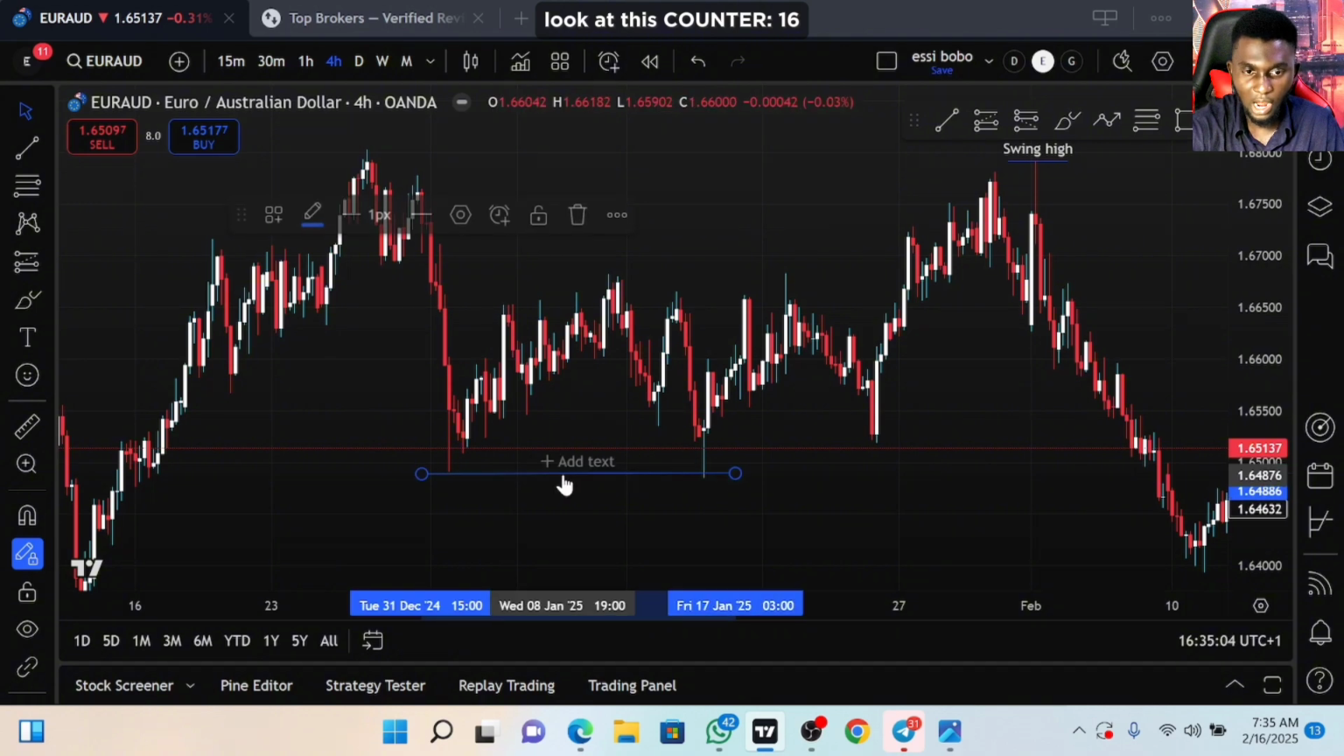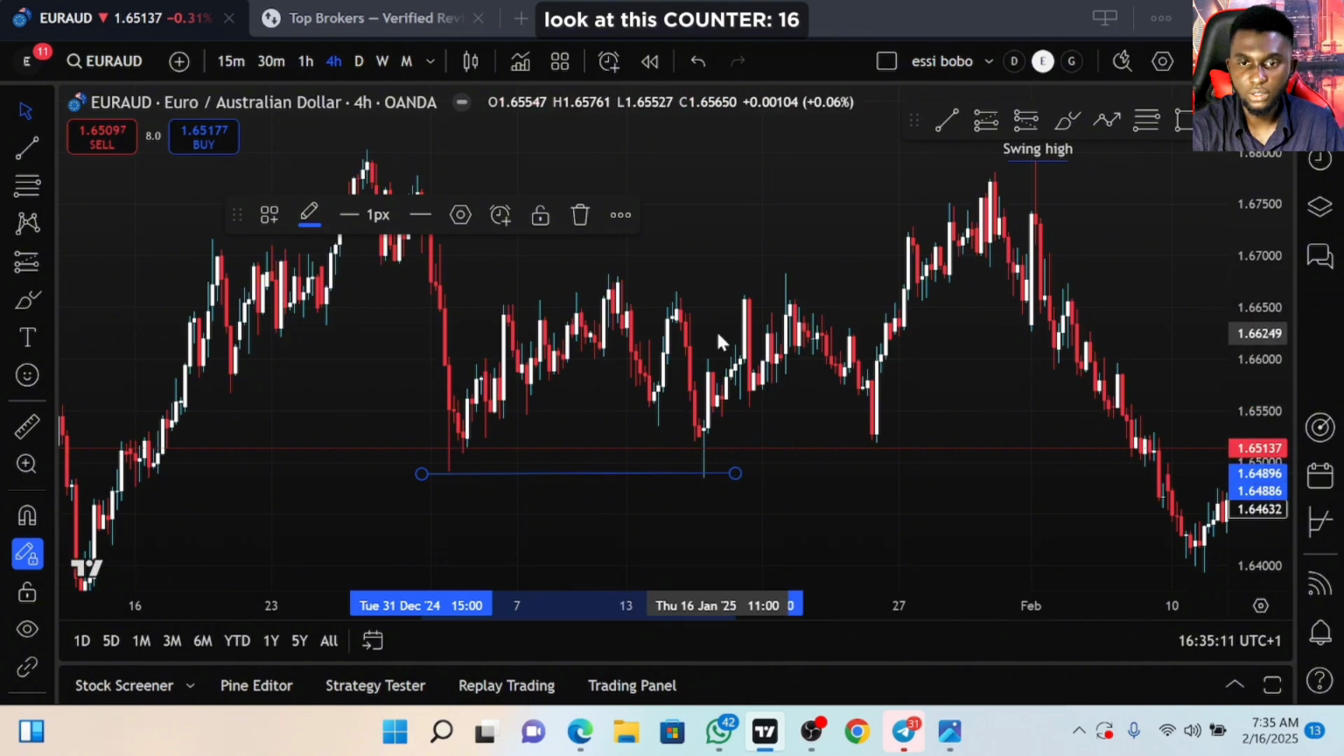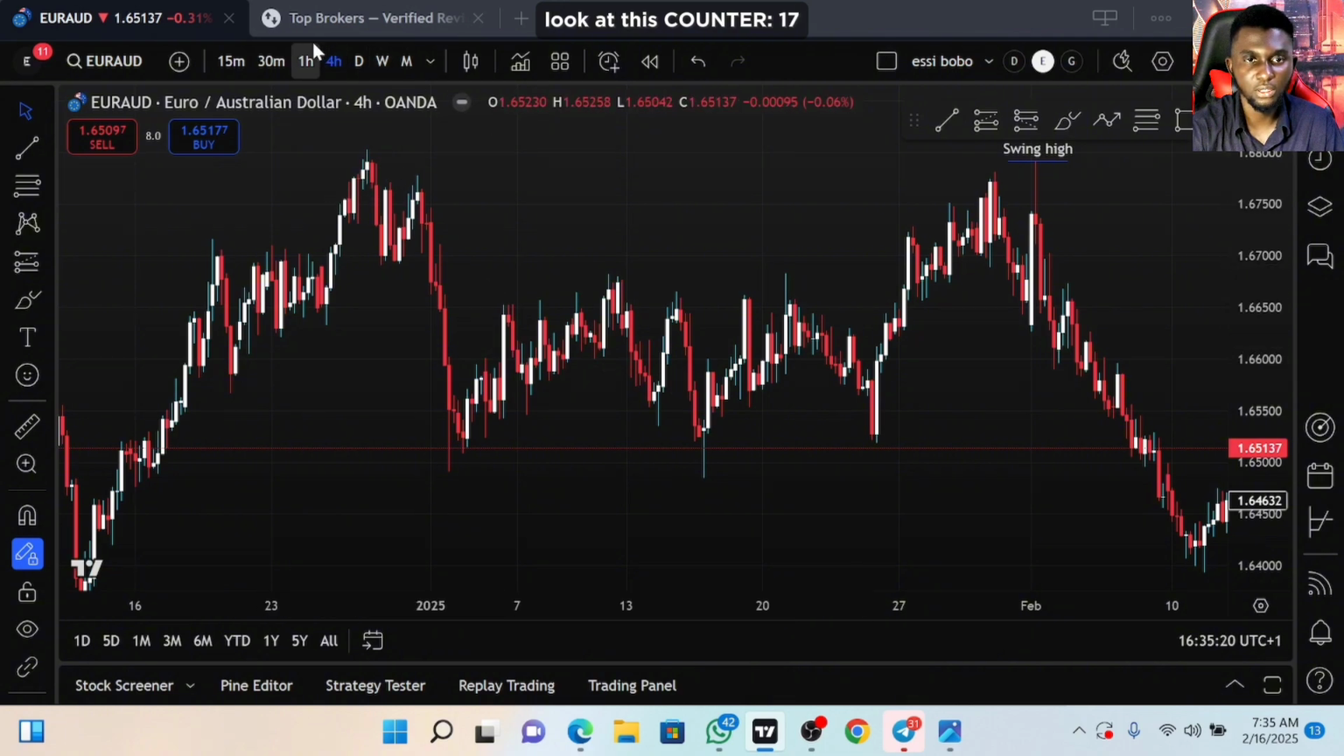So now after they took liquidity, what did they do? They reversed the market. Do you see the way they reversed? They bought. Look at this. This is a 4-hour time frame. You can see the 4-hour time frame. If you go to the 15 minutes, it will be more detailed.